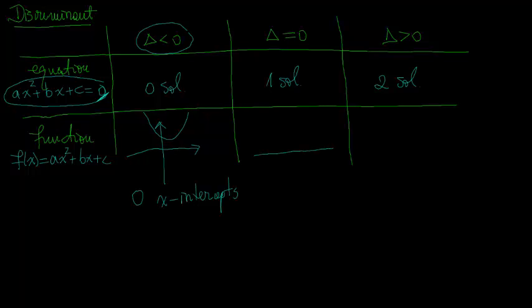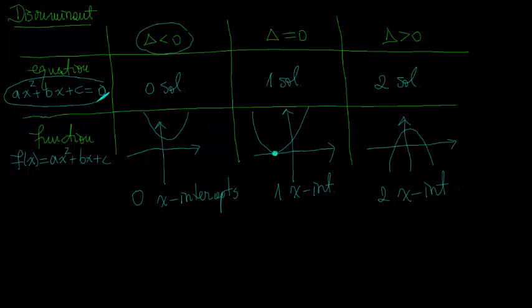If I have one solution, then I know that when I solve this equation to find where the zeros of my function and hence the x-intercepts, I will get exactly one solution. So what does that mean for my graph? That means my graph touches the x-axis only at one point, and that happens at the vertex. So in this case, I have one x-intercept. And finally, what's going to happen when delta is greater than 0? Then I'm going to have, of course, 2 x-intercepts, and so my graph will cross the x-axis twice.